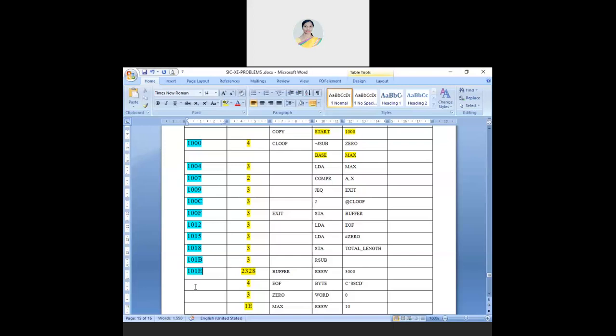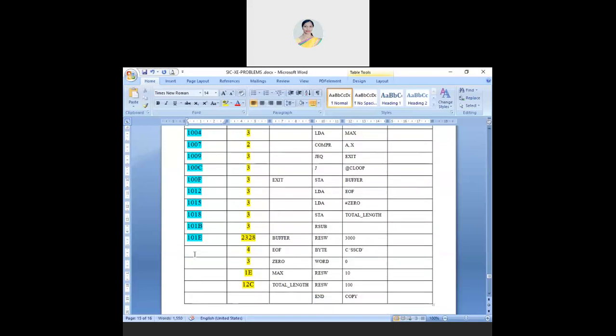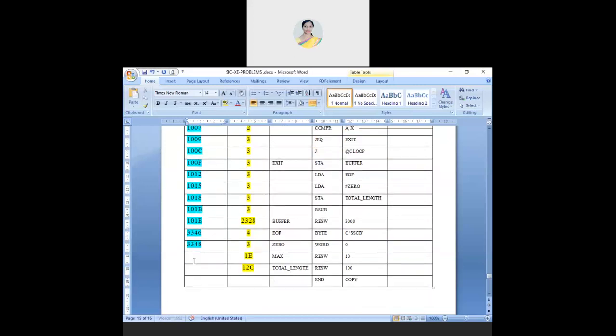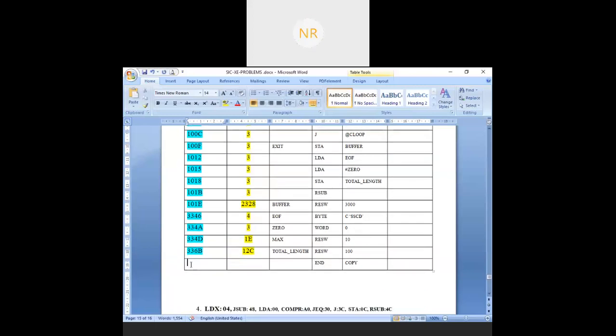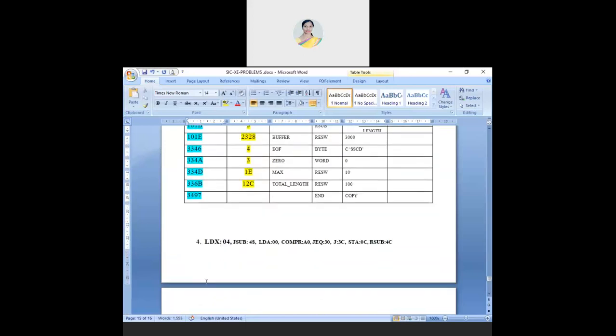101E, okay, next, what is this? 3346. Okay, next, 3348. Okay, 6 plus 4, 10, and this is 334D, right? Yes, ma'am. Next, this will be 336B. Okay, done. Then this is 3497. Okay, done? Yes, ma'am.